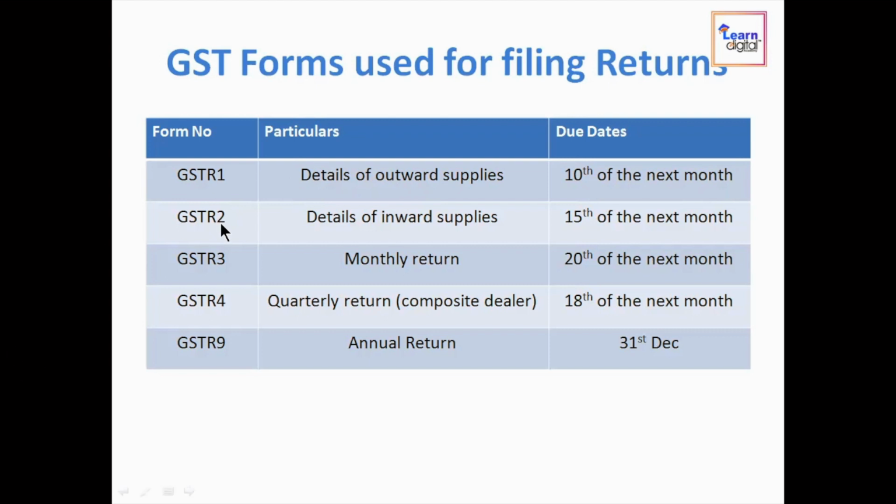Next, GSTR2. This is the form where we provide details of all the inward supplies, that is purchases, and this form needs to be submitted on the 15th of the next month. Next is GSTR3. This is the monthly return, giving the details of outward as well as inward supplies, and it needs to be uploaded on the 20th of the next month. Next is GSTR4. This is for composite dealers who file quarterly returns, and it needs to be uploaded on the 18th of the month after the quarter.